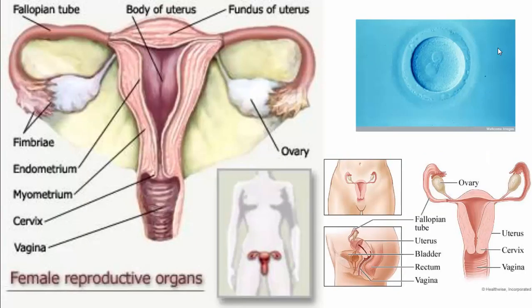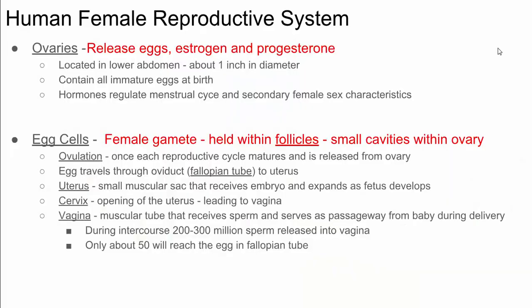So the cervix attaches to the vagina, the tube that is the birth canal, where the fetus will come through when it is born. It's also where sperm are deposited during intercourse. And typically, as we talked about with males, hundreds of millions of sperm cells are deposited in the vagina during sex. Only a couple dozen or so will actually make their way to the egg.